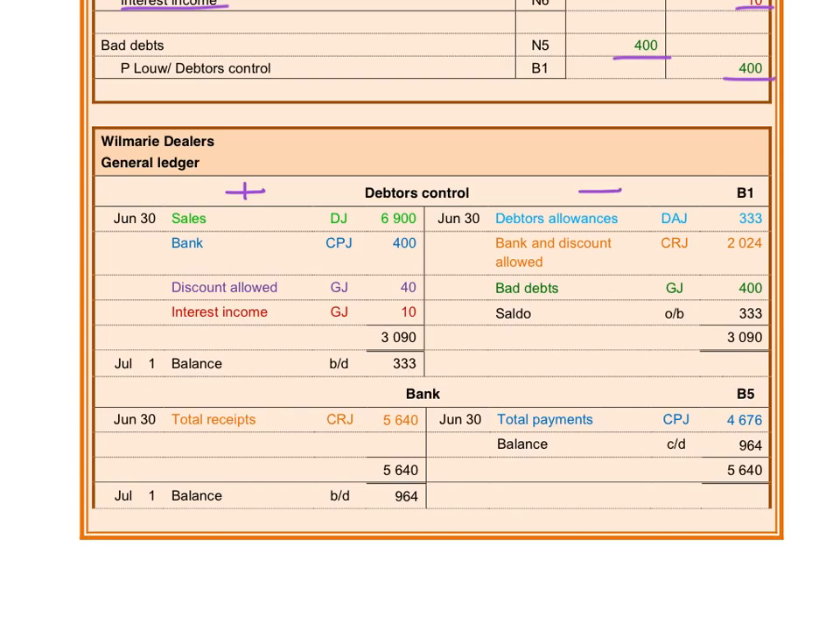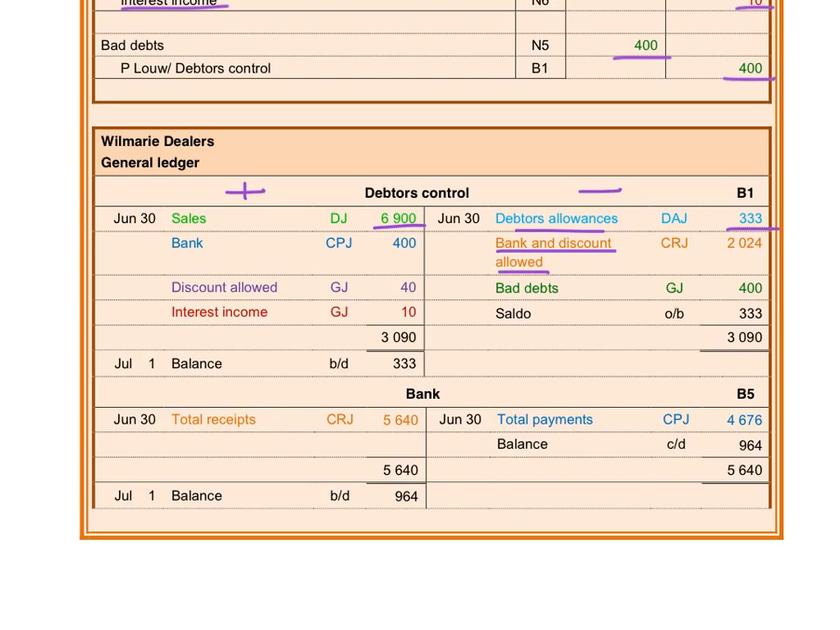When we sell goods to them, the debtor owes more money, so we will record the sales on the debit side. If the debtors return goods, we have to reduce their account on the credit side, so we will credit them and debit debtors' allowances. If we receive money from the debtor, we have to reduce their account on the credit side, and we will reduce their account with the amount that we received from them and the discount that was allowed.